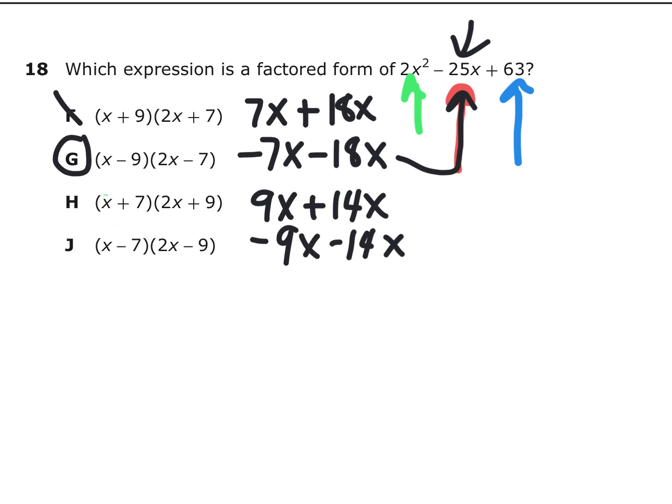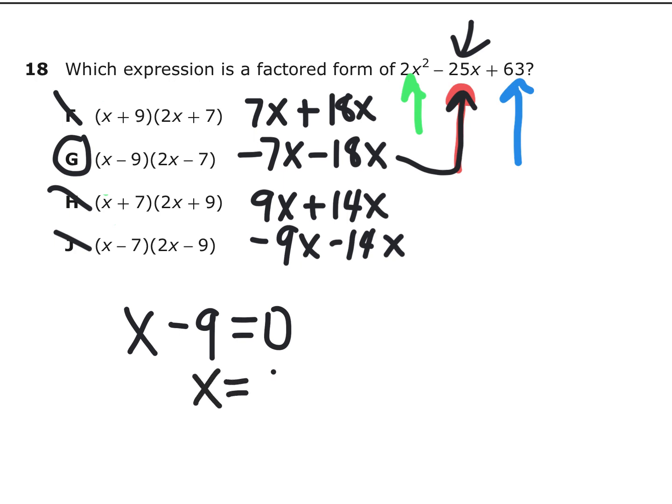And then for H, if you take the outer, it'd be 9x plus 14x. That doesn't give you that. So that one's not correct, and this one is also not correct. So the correct answer is G. Now, if we take a look at answer G, and we have x minus 9 equals 0, that means that x equals 9 should be one of the zeros. And 2x minus 7 equals 0.